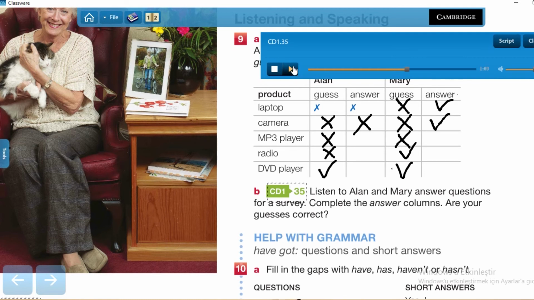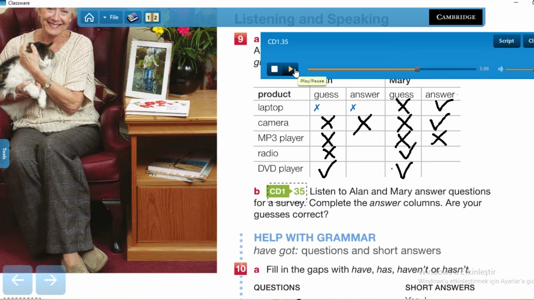So, has Mary got an MP3 player? No, she hasn't. So let's put a cross. My guess is correct, is right. How about for Alan?